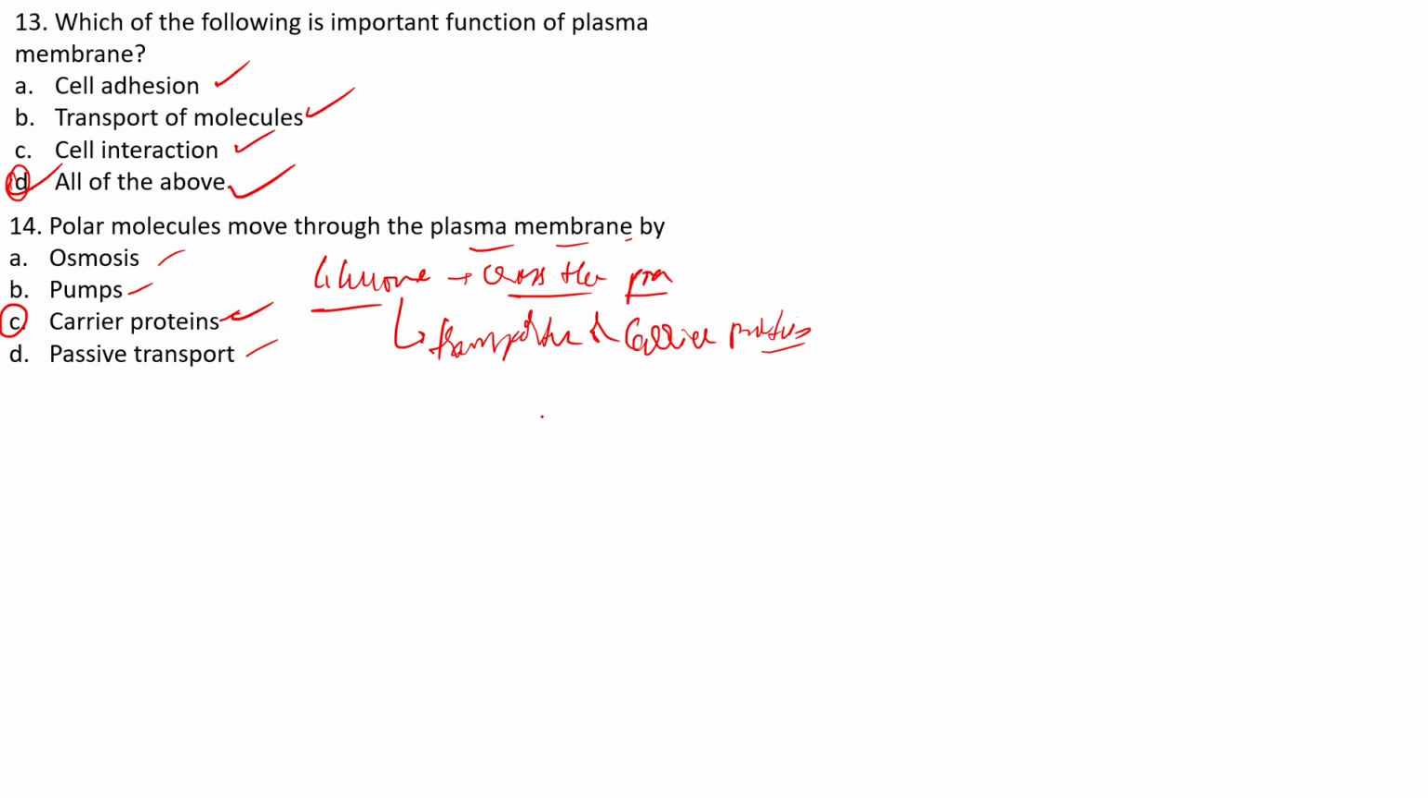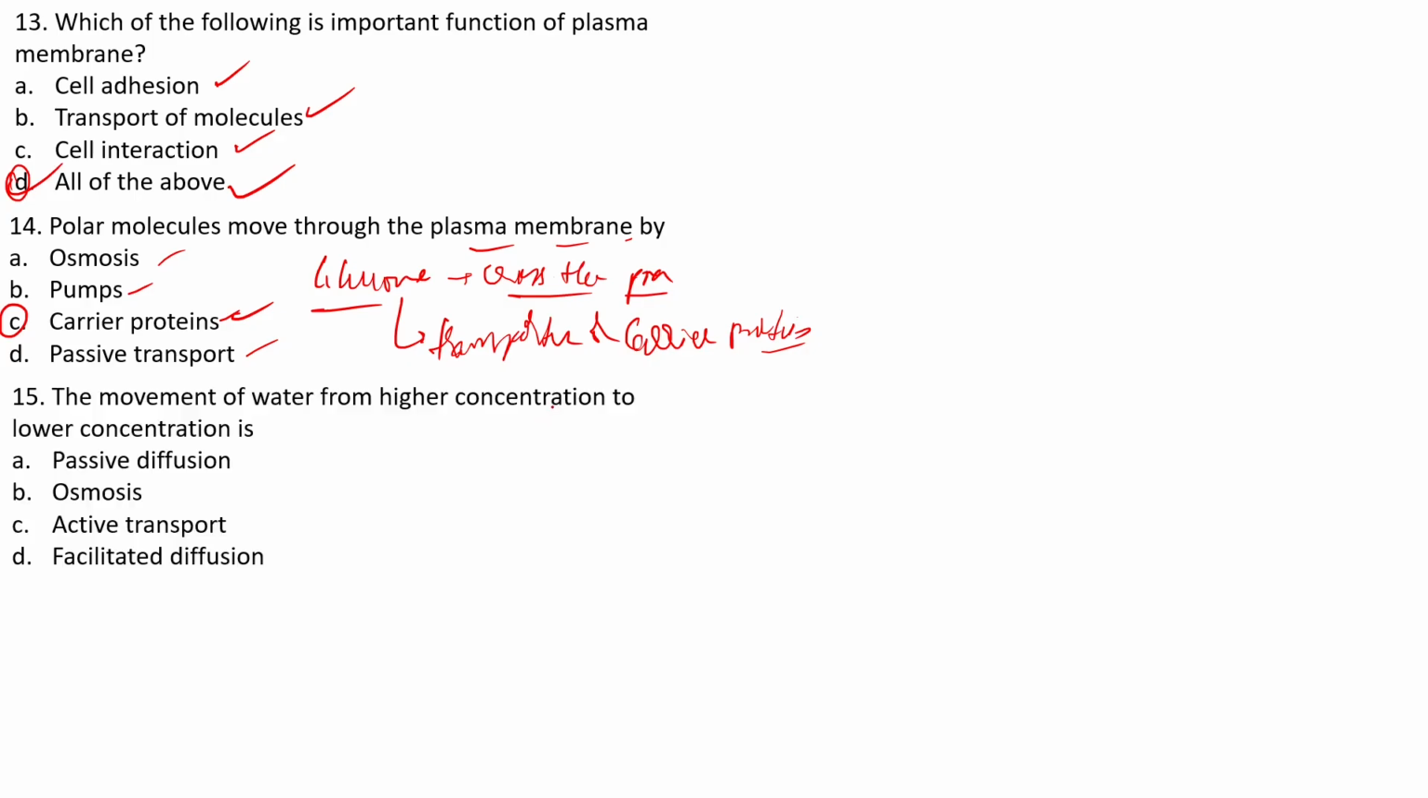Now let us look into the next question. The movement of water from the region of higher concentration to the region of lower concentration is mainly passive diffusion, osmosis, active transport, facilitated diffusion. We all know the answer. Osmosis, the simplest definition, and we have studied it multiple times. Okay, osmosis is your right option.